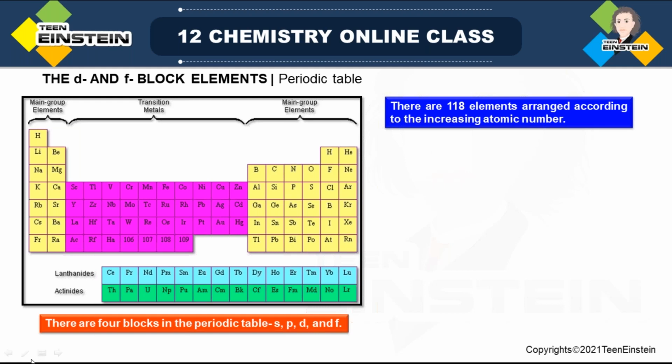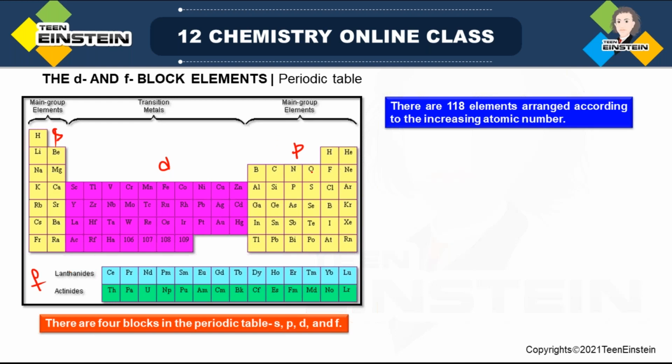So in the periodic table there are mainly 4 blocks, that is P block, D block, S block and F block, and the total number of elements in the whole periodic table is 118. If you consider the modern periodic table, it is arranged according to increasing atomic number.